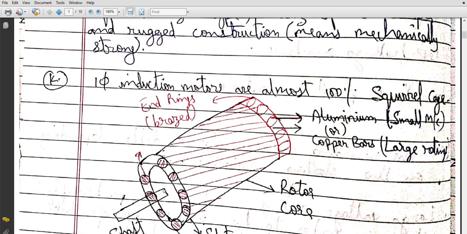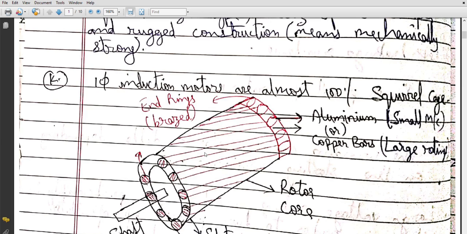The extra adding of external resistance is also not possible in this case. Because why? In the slip ring induction motor we were able to add external resistance, because we were getting three different terminals out of there, and we were able to add it through the slip ring arrangement. But this is not the case over here. So no slip ring arrangement. If the slip ring brush arrangement is not there, then obviously there is low maintenance.